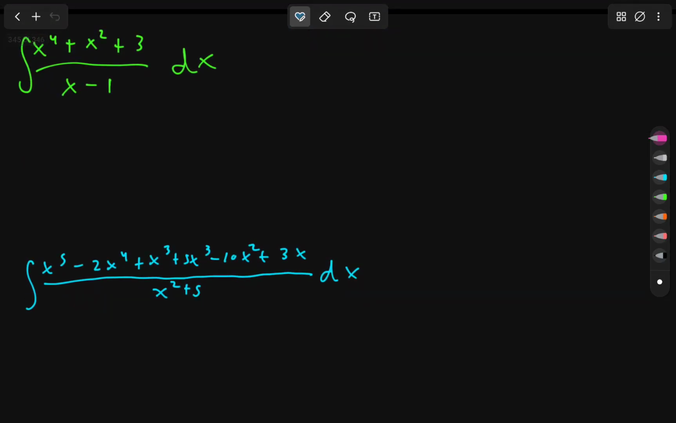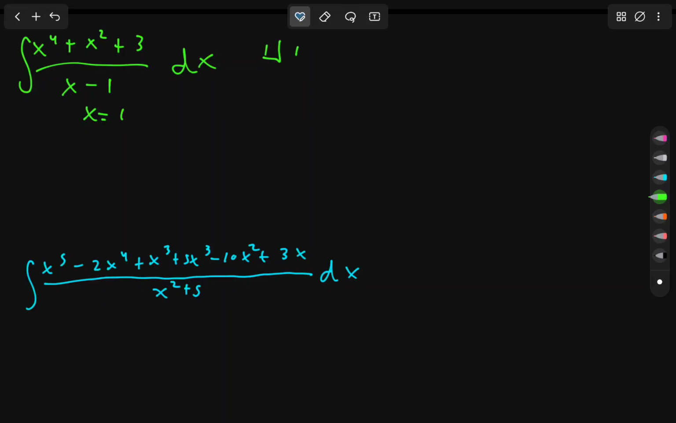Alright, now let's do another one where we can use synthetic division. So to start out, we have to solve the denominator for where it's equal to 0, which is at 1. So now we can go 1. Well, the coefficient of our highest power of x is 1.